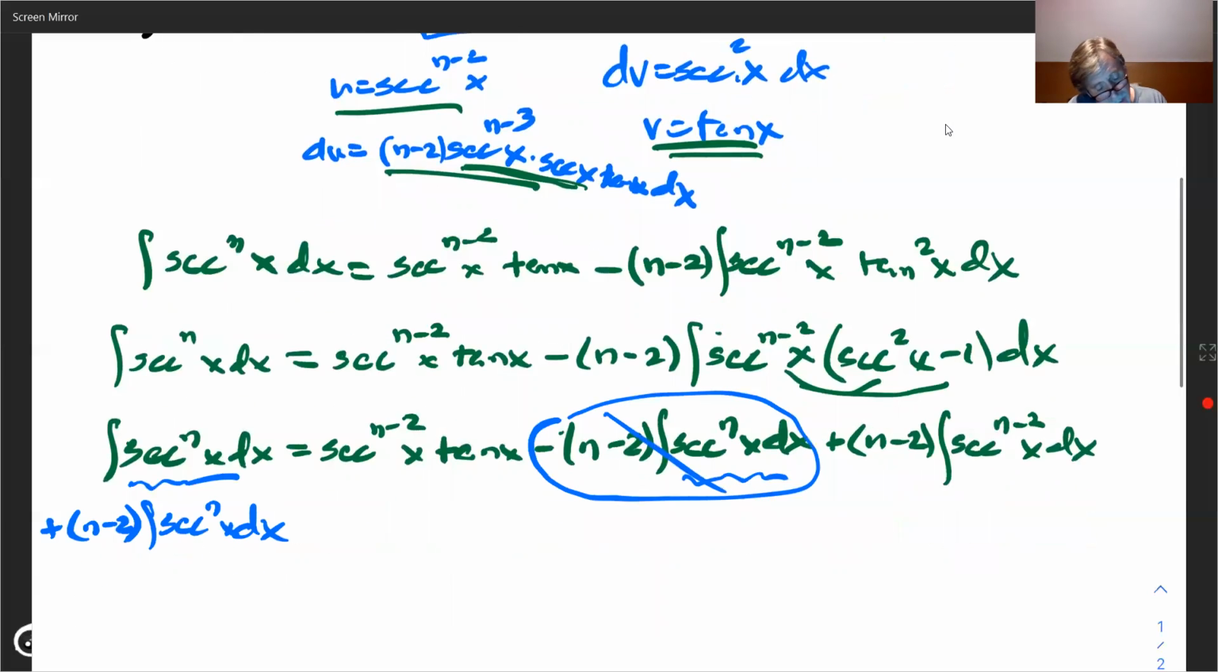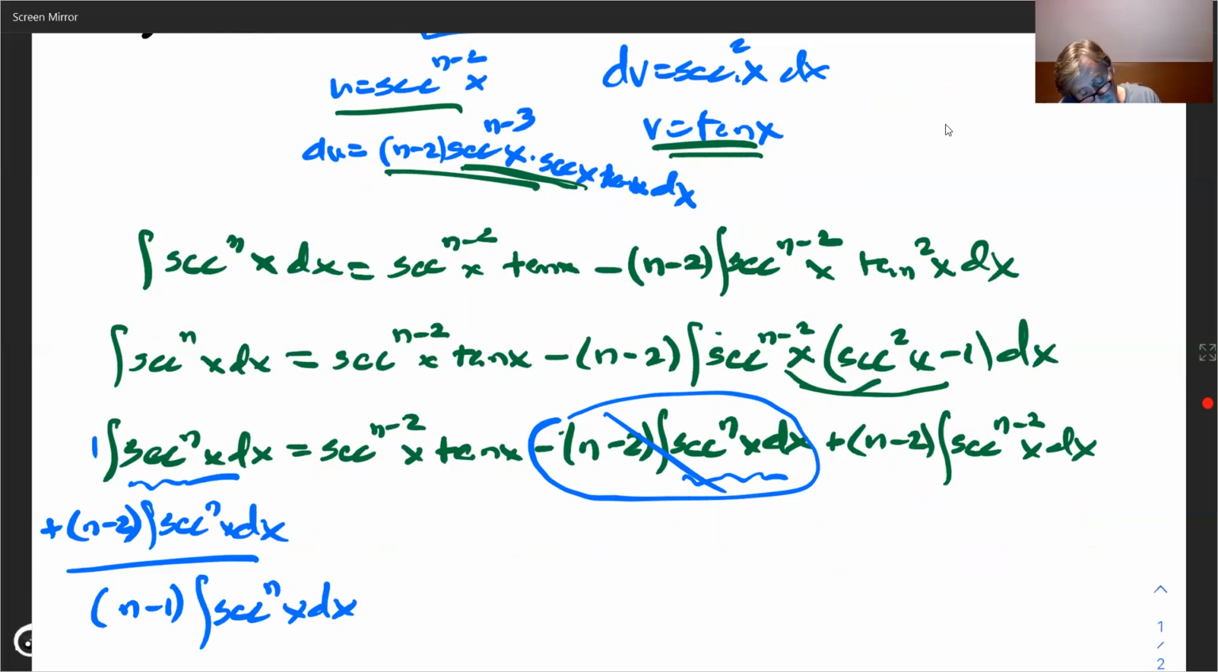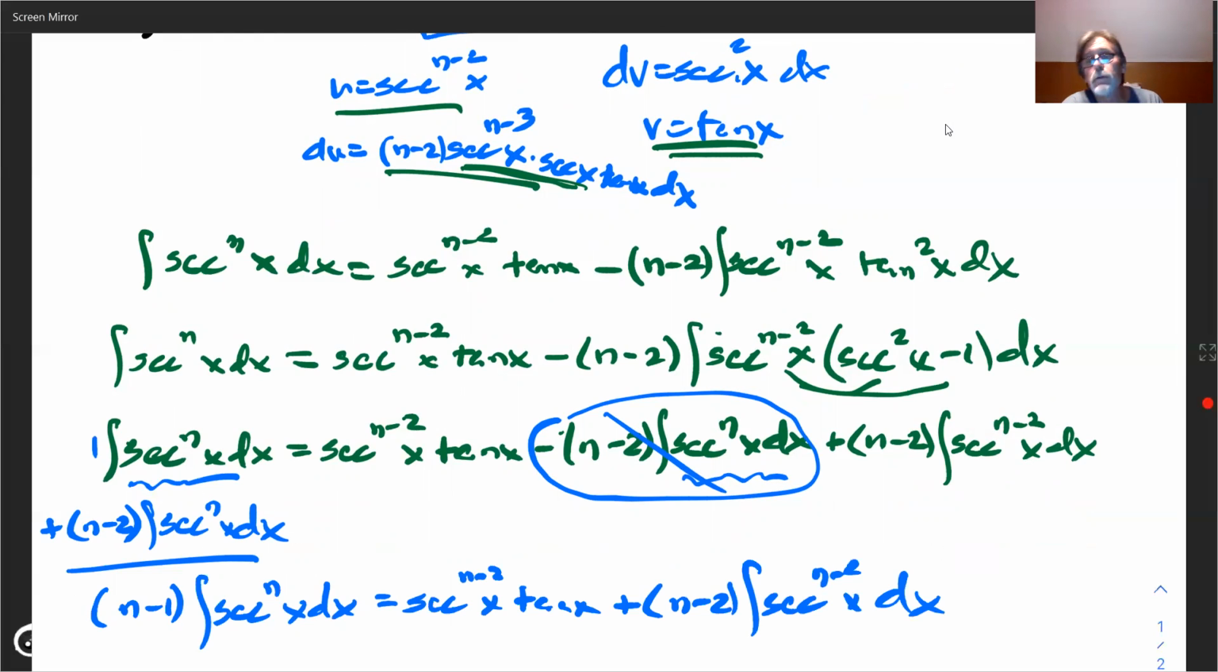So ultimately on that side, 1 plus n minus 2 is really, believe it or not, n minus 1 times the integral of secant to the n x dx. So (n-1) integral secant to the n x dx is found to be secant^(n-2) x times tan x, and then finally, way over here, plus (n-2) integral secant^(n-2) x dx. And folks, here comes the reduction formula.